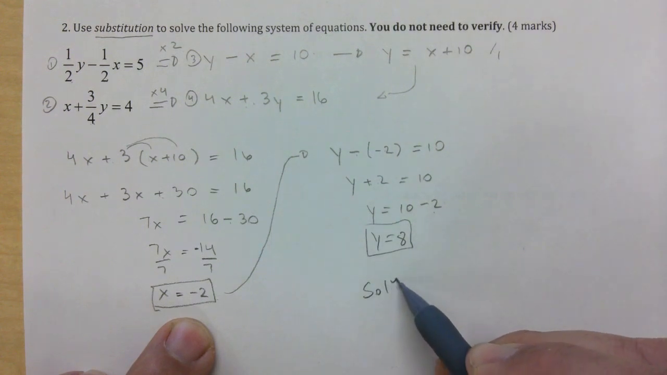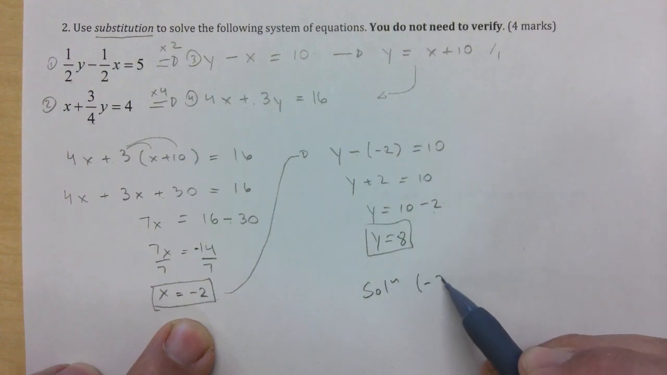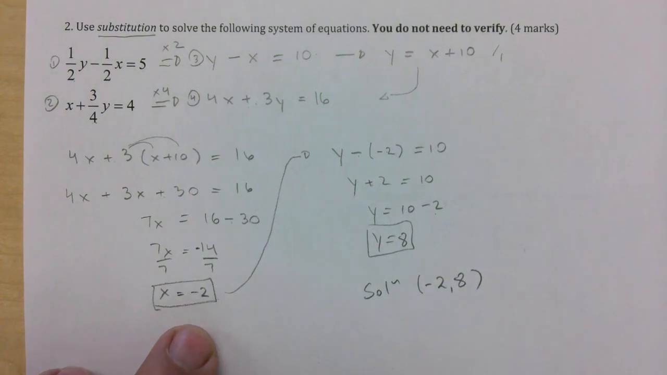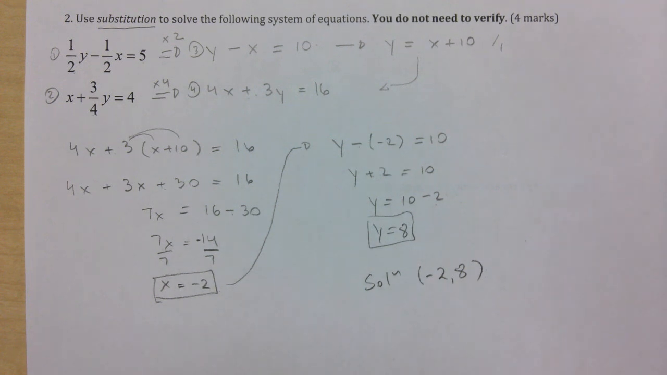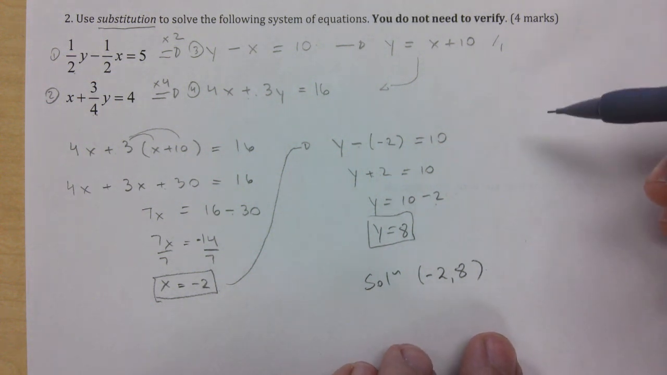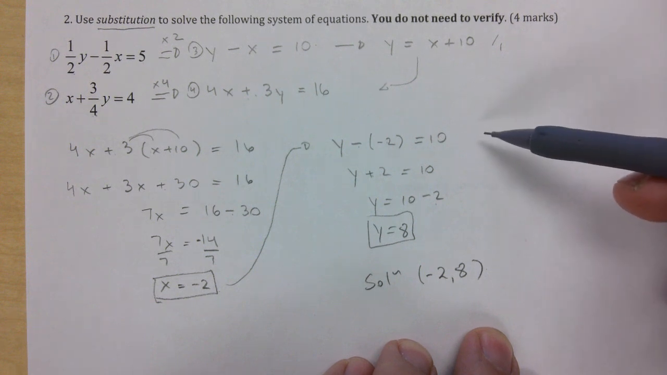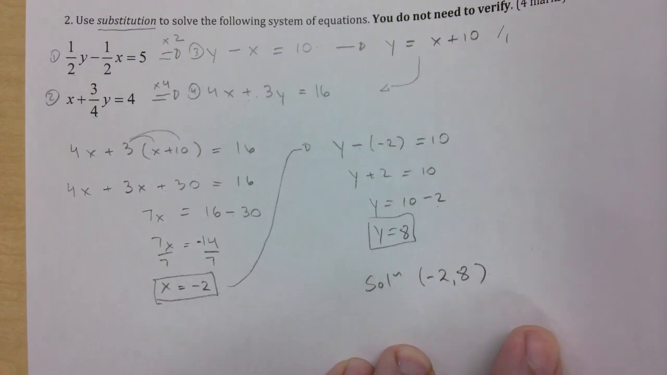And so the solution is negative 2, 8. Okay? You got to state your solution because you will lose marks if you don't. And keep that in mind moving forward. And I'm going to probably ask you to verify more often than not because oftentimes you'll realize that you made a mistake. Okay? So it shouldn't take you that long to do. Just plug in and make sure the left side is equal to the right-hand side.